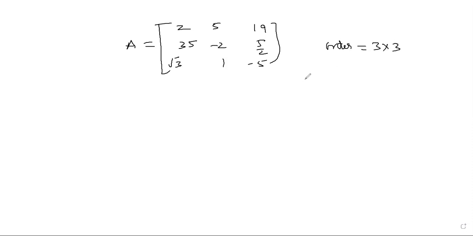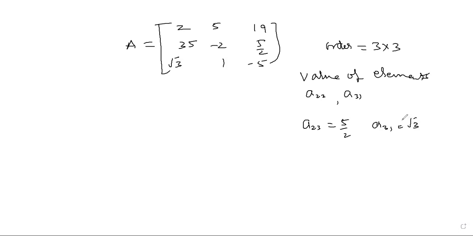They can also ask to find the value of elements, suppose A23 and A31. We can easily find that A23 is 5 by 2 and A31 is root 3. So it's a simple type of question where a matrix is given, and they can ask the order and the value of any element.